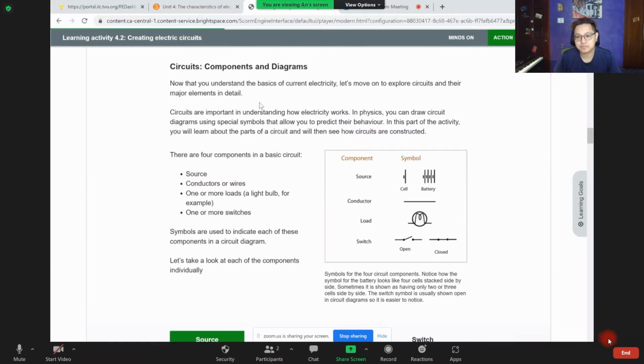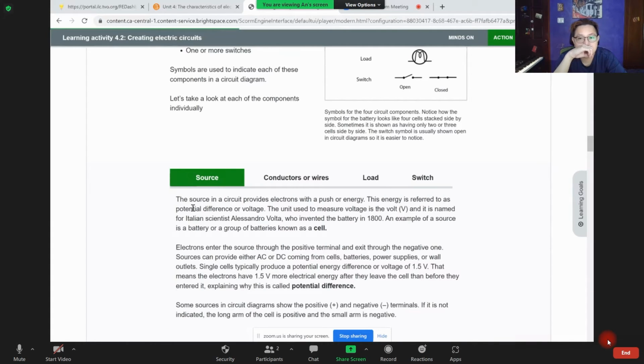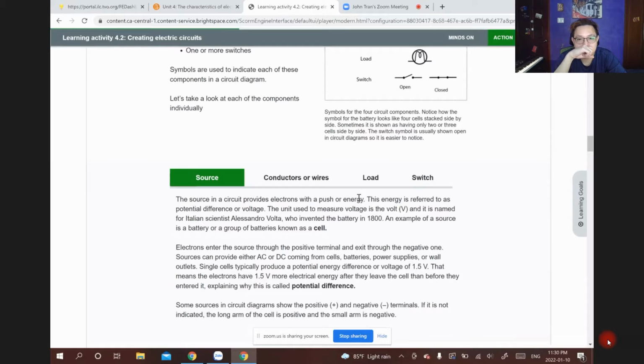Circuits provide electrons with a push of energy. This energy is referred to as potential difference or voltage. The unit used to measure voltage is the volt, V, and it's named for the Italian scientist Alessandro Volta, who invented the battery in 1800.